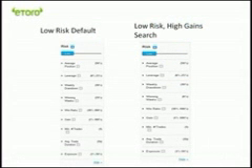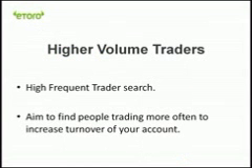We're going to be having a look at low risk, primarily just because of the reasons I mentioned before. So again, the idea of this search is to find people that are consistently trading and turning over their account. The more they trade, the more you stand to gain, provided, of course, that they have a decent win-loss percentage.